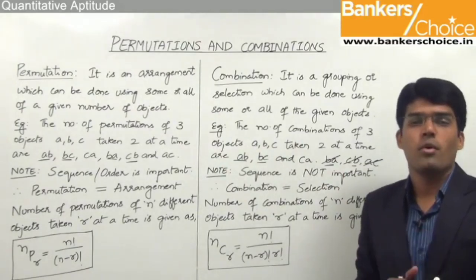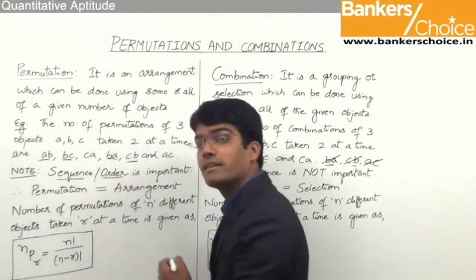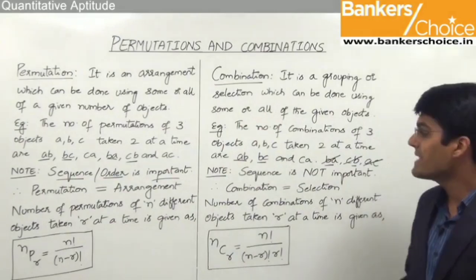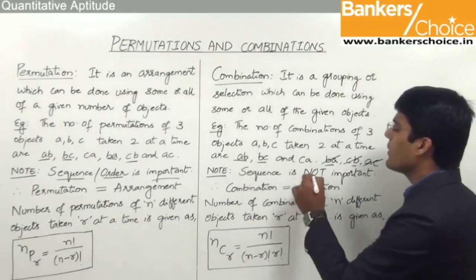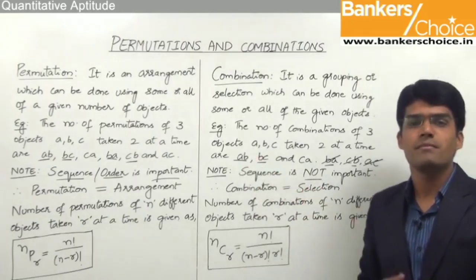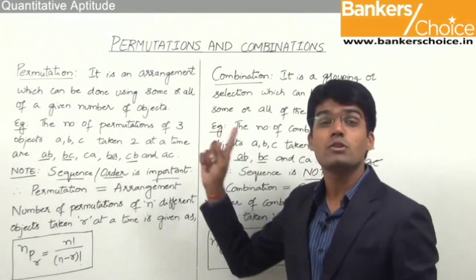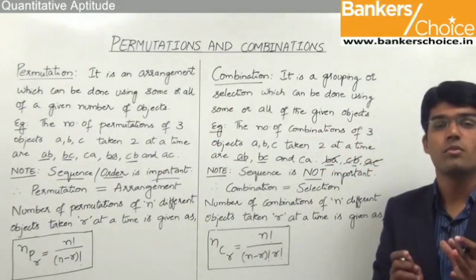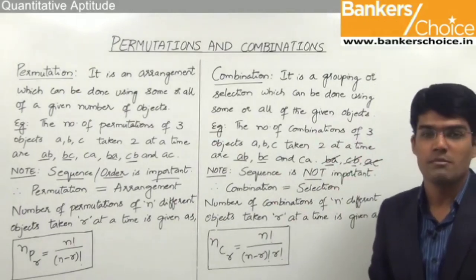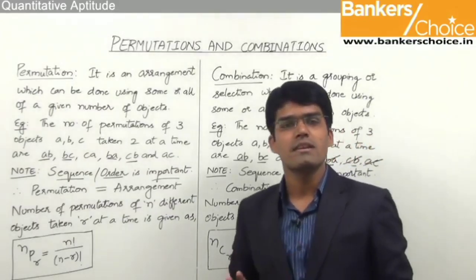So one very important point that we can understand here is, in case of permutations, the sequence or the order is important. Sequence or order plays an important role. Whereas in case of combinations, the sequence is not important. That is, whether you take AB or BA doesn't make a difference in case of combinations. But in case of permutation, AB and BA are two different permutations. So that's the most important differentiating factor between permutations and combinations. In permutations, the sequence has to be followed, whereas in combinations, the sequence doesn't matter.